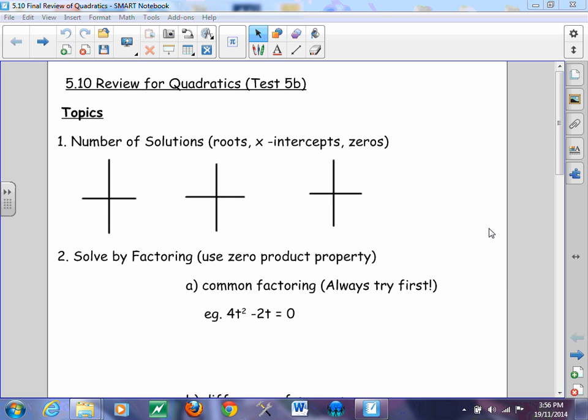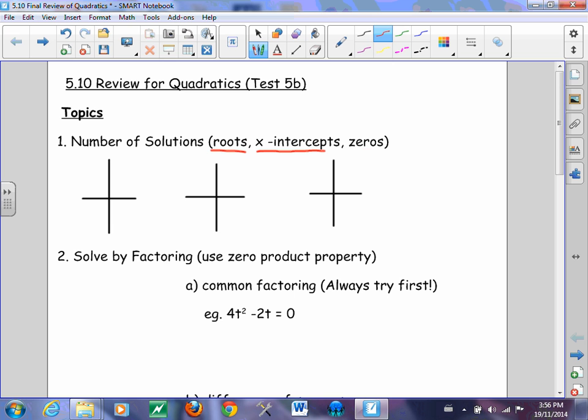All right. So taking a look at our topics, folks, number one is the number of solutions. Remember, another name for solutions is roots, x-intercepts, or zeros, the same as solutions. And you can have three answers here. You could have 0 roots. How does that look on a graph? Either the vertex has to be above it and it opens up, or the vertex is below it and it opens down.